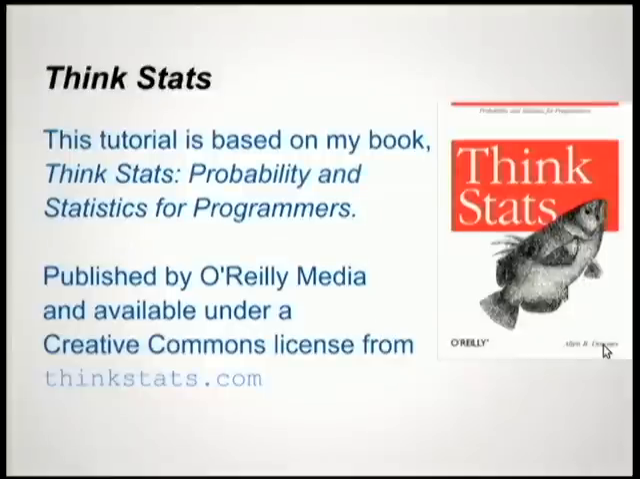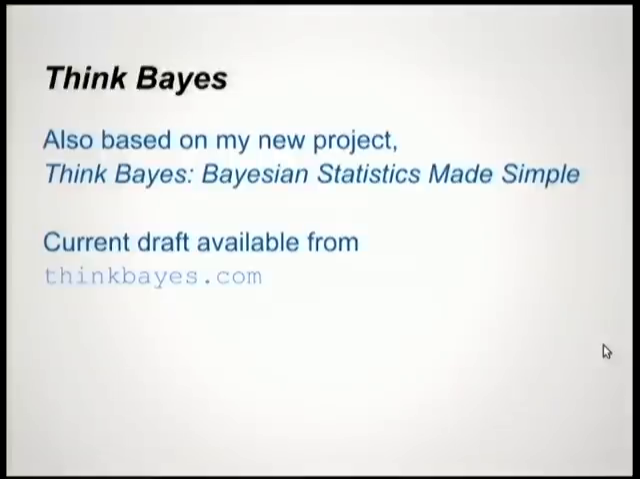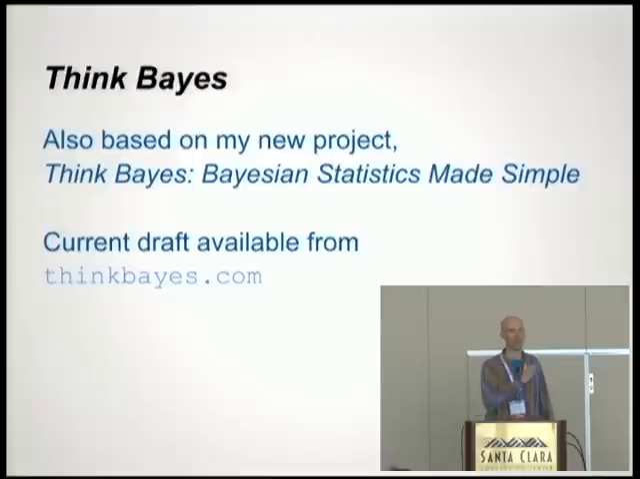Part of what I'm talking about today is based on material from Think Stats. This is a book that I wrote and published about a year ago. It's available from O'Reilly. It's also available free under a Creative Commons license. If you want to read Think Stats, you can go to thinkstats.com. The whole thing is available in a couple of electronic formats. The other thing I'm talking about today is part of a work in process, a book called Think Bayes that is at this point mostly done. The draft is available from thinkbayes.com. I would recommend after this workshop, your next stop should be to download the draft and read through that. A big chunk of what I'm going to be talking about today are examples from there.